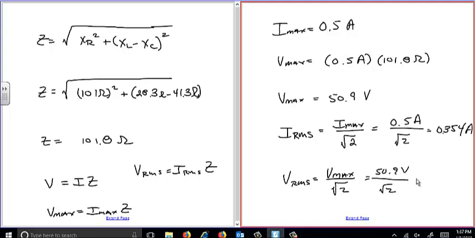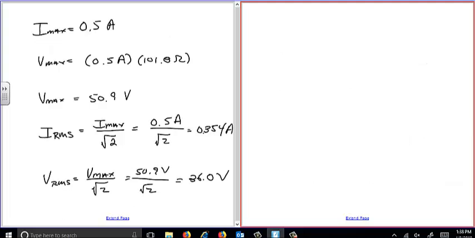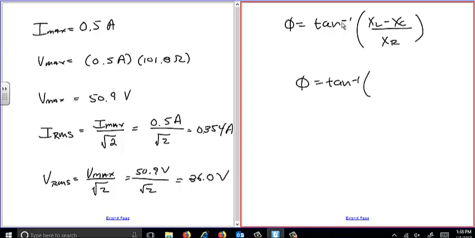Okay, so the maximum voltage we got from here, divide by the square root of 2. So 50.9 divided by the square root of 2 is 36.0 volts. And the only other thing you have remaining is the phase angle. So the phase angle is the inverse tangent of X sub L minus X sub C divided by X sub R. And as long as your calculator is in degrees, you'll be fine.